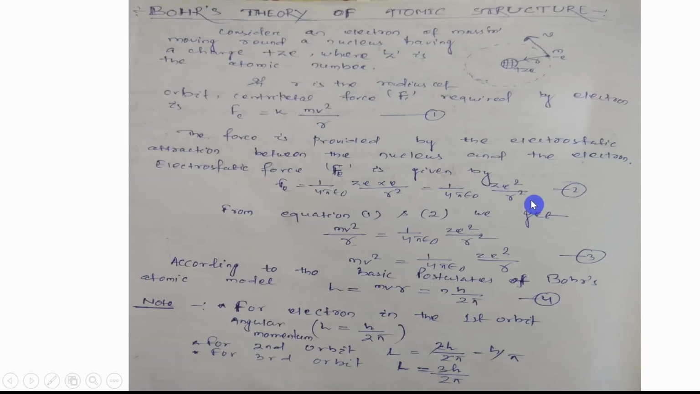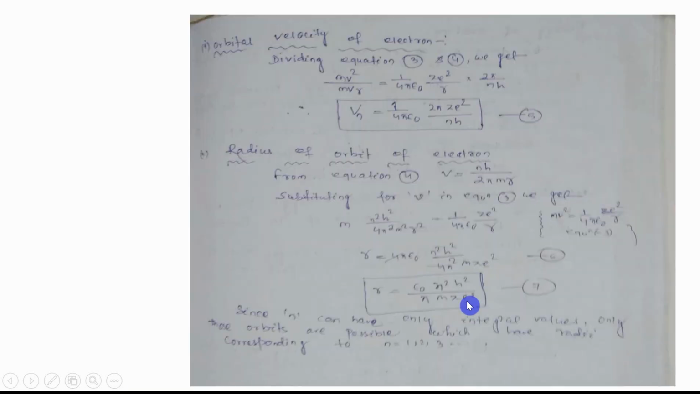So how? You just see here in equation 3, mv² equals (1/4πε₀) Ze²/r, and from this expression we have to put v, that is nh/2πmr. This gives m n²h² divided by 4π²m²r² equals (1/4πε₀) Ze²/r.